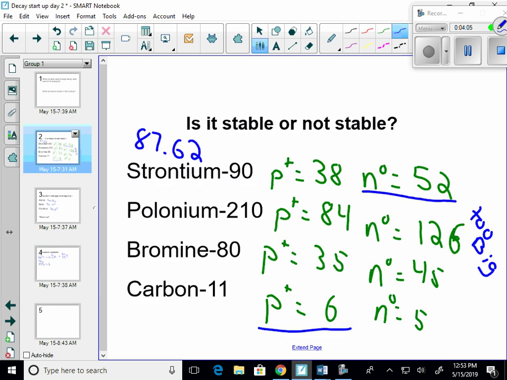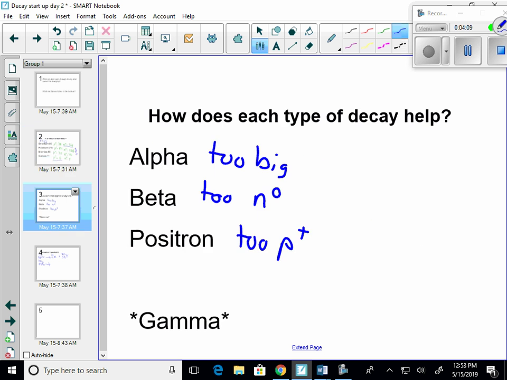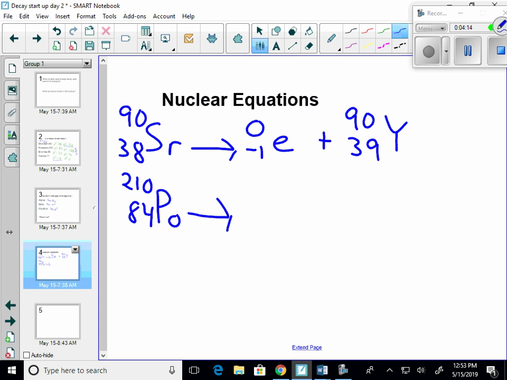Well, why was polonium-210 unstable? It was too big. How do we undo too big? Alpha decay. Alpha particle, 4,2He. And again, if you wanted to use the alpha symbol, feel free to do so, but commonly I think we use the He symbol when we give the symbols.